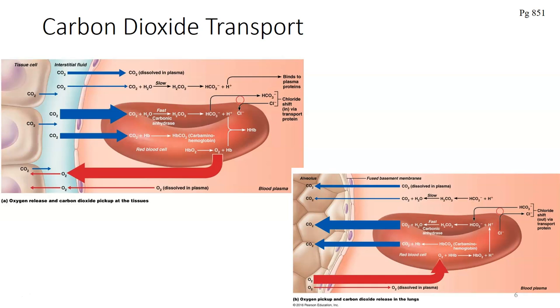At tissues, as more carbon dioxide enters the blood, more oxygen dissociates from the hemoglobin, the Bohr effect. As hemoglobin releases the oxygen, it more readily forms bonds with carbon dioxide to form carbaminohemoglobin.